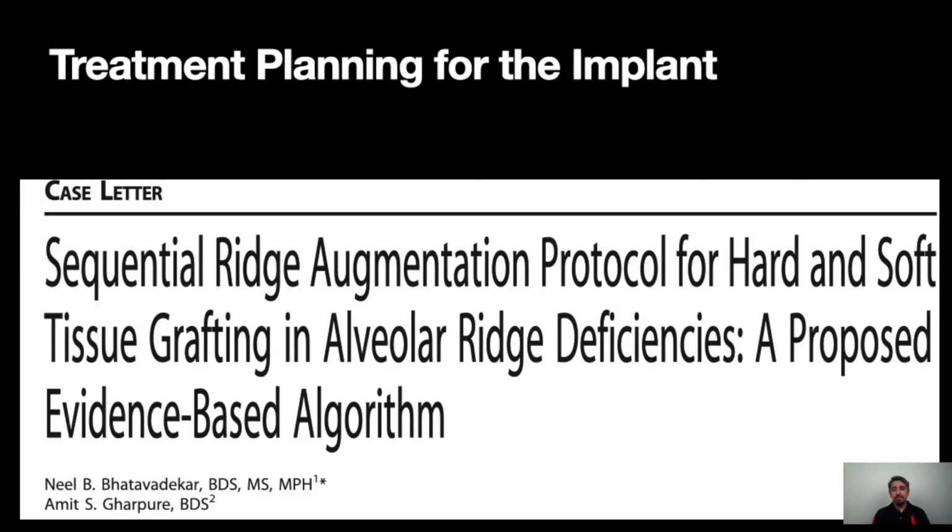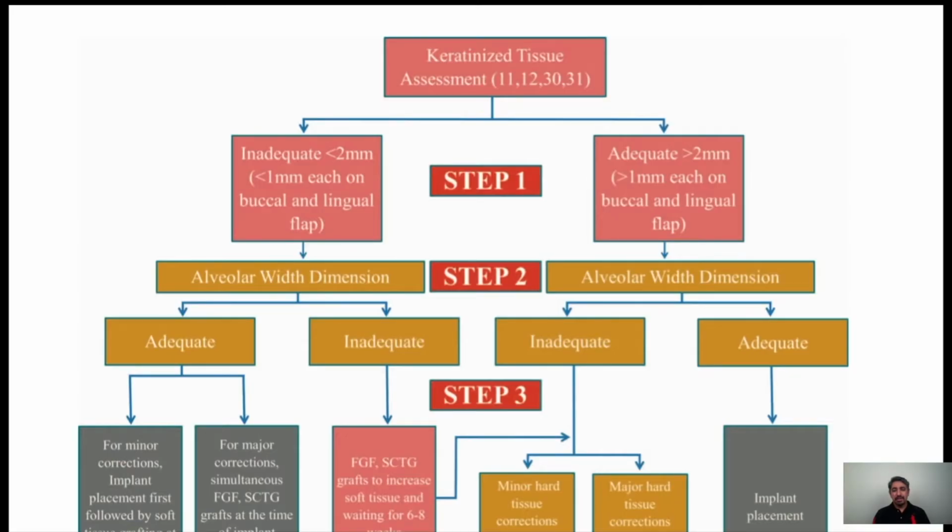And now coming to the treatment planning for the implant. This is an article by Dr. Neil Bhatodekar and Dr. Amit Gharpure, and it discusses the importance of assessing the keratinized tissue at the start of the treatment. This is a very simple flow chart that they've given, where the first step is the assessment of the keratinized tissue, and you have either adequate or inadequate keratinized tissue. Inadequate is anything less than 2 millimeters on the buccal and lingual flap combined.